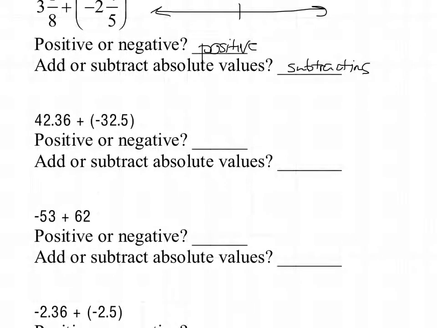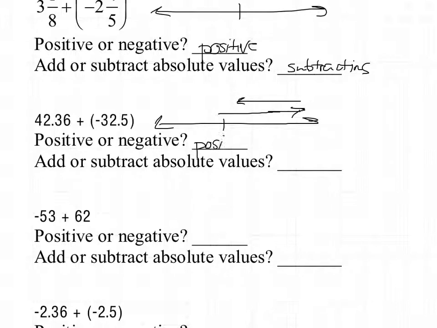All right, looking at this one, quick sketch of the arrow diagram. We have a positive 42.3. We have a negative 32. That's, again, not going to quite bring us back, so we're going to stay positive here. And the arrows are cutting into each other, so I'm going to need to subtract.